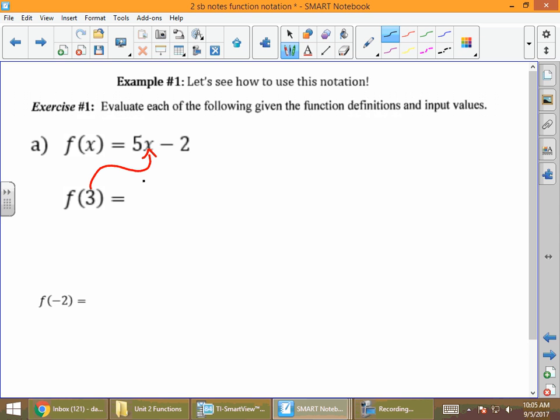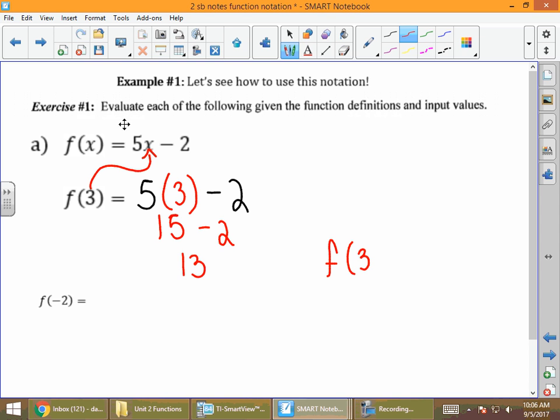So this is going to become 5 times 3. There's our input. And when we do this calculation, that's going to determine what our output is. Well, 5 times 3 is 15 minus 2. And 15 minus 2 is 13. And if we want to get really technical about this, f of 3 equals 13. We put 3 into the function, and we get 13 out.